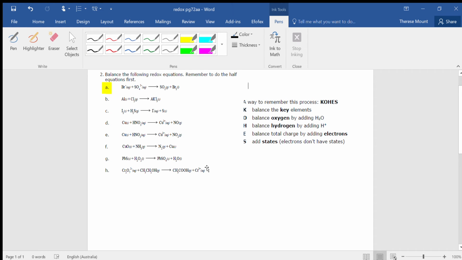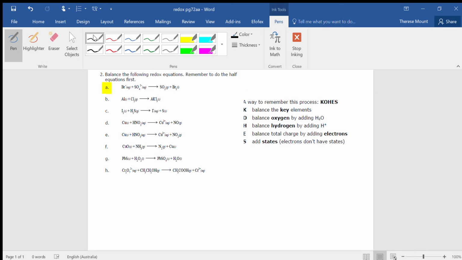Okay, this video is going to go through 2A. Balance the following redox equations. Remember to do the half equations first. So we have to write two half equations and then join them back up together again. We first start by writing out our skeletal equation.